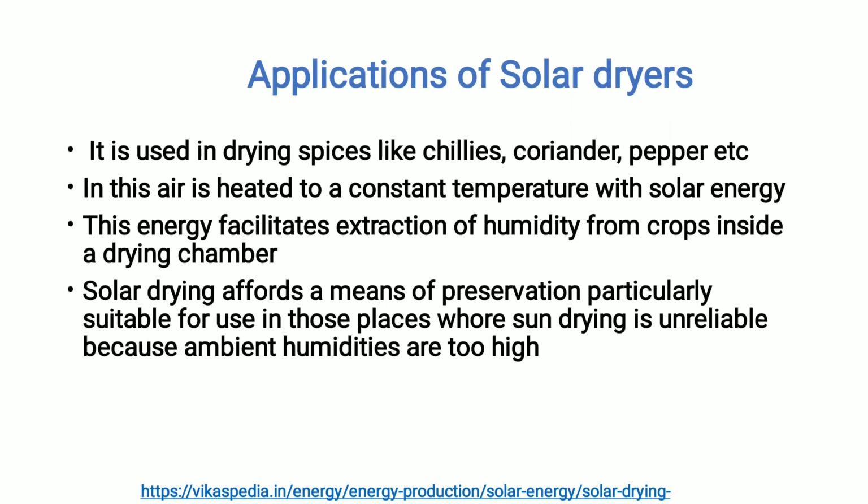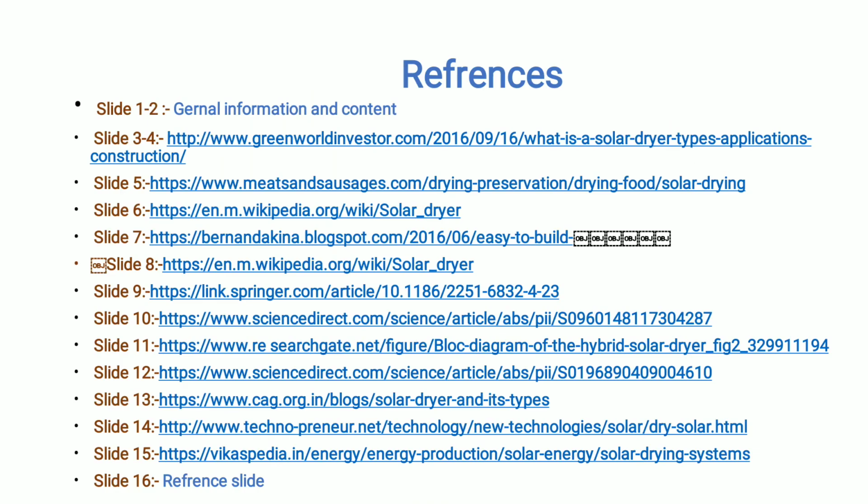Applications of the solar dryer: it is used in drying spices like chilies, coriander, pepper, etc. In this, air is heated to a constant temperature with solar energy. This energy facilitates extraction of humidity from crops inside a drying chamber. Solar drying affords a means of preservation particularly suitable for use in those places where sun drying is unreliable because ambient humidities are too high.